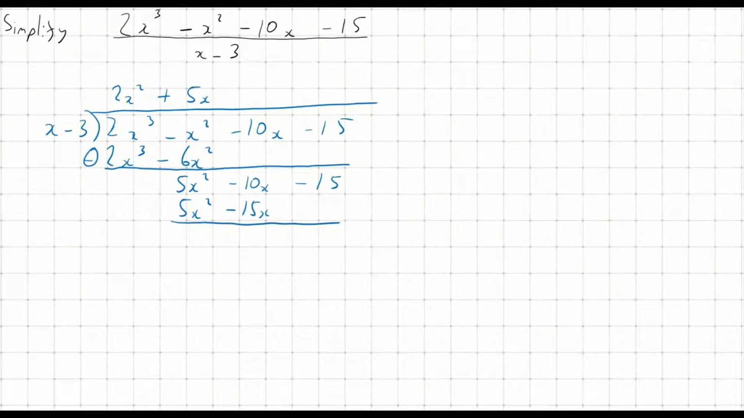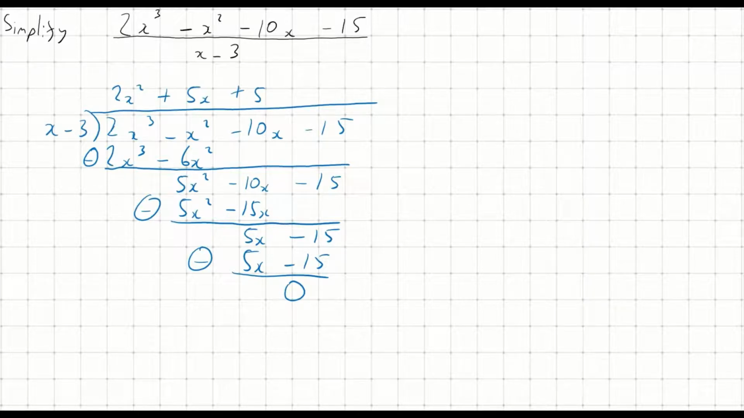Again, I'm going to now subtract that from what's above. The 5x squareds cancel out. Minus 10x minus minus 15x is minus 10x plus 15x, which is plus 5x. And minus 15, take away nothing, is still minus 15. Okay, same again. How many times does x go into 5x? It goes in 5 times. And 5 times x minus 3 gives 5x minus 15. Subtract that from the line above, and we get 0. The fact we get 0 means that this division worked out exactly.